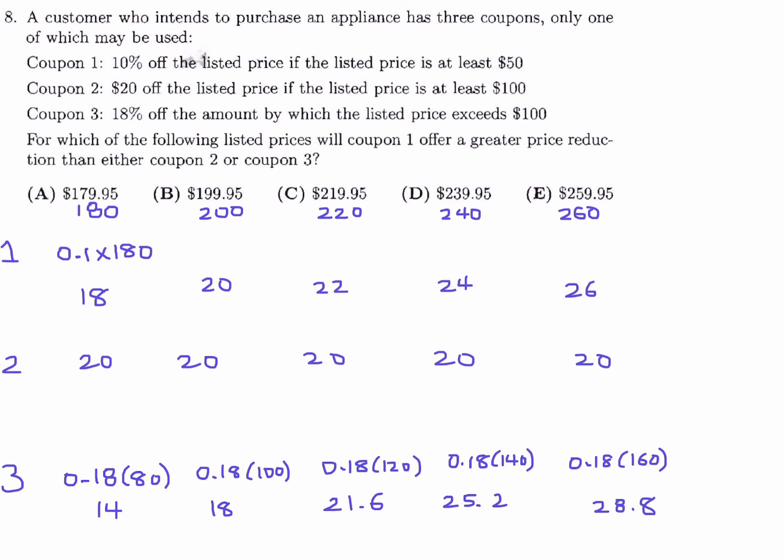All right, so now we have to figure out for which scenario is coupon 1 the best discount. And it looks like it's this one right here, $22, because it's greater than 20, and it's also greater than $21.60. And that happens for that price right there. So number 8, the answer is C.